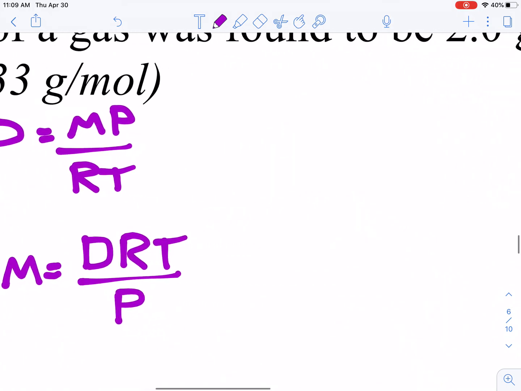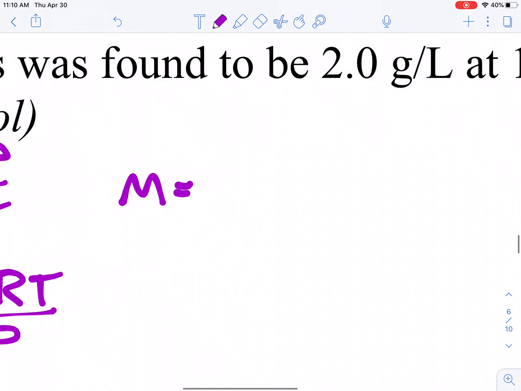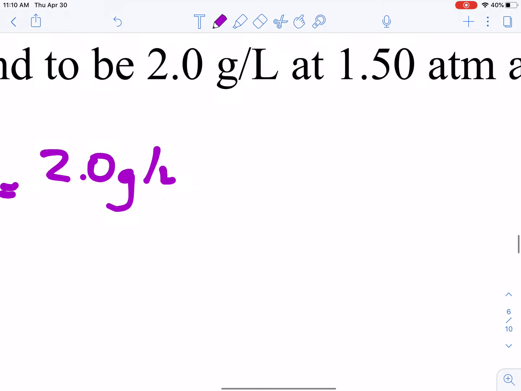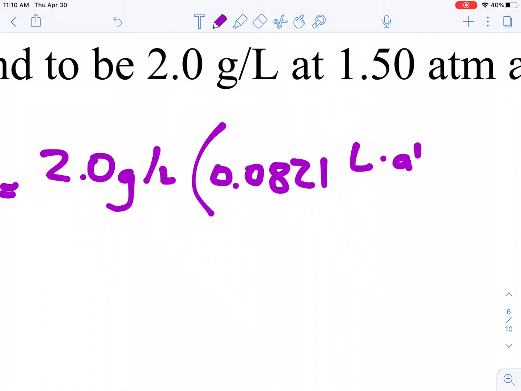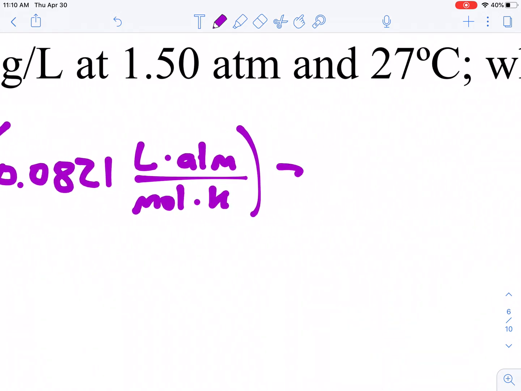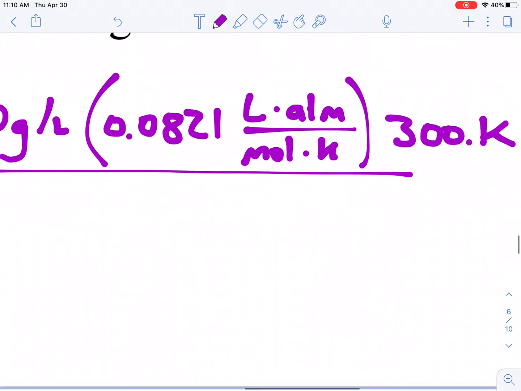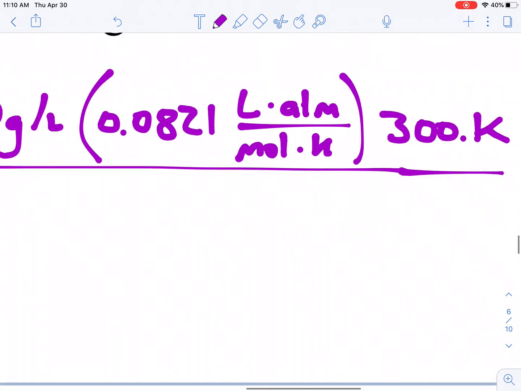And so we can plug everything in, right? We know that our molar mass then is equal to, keep your units, 2.0 grams per liter, that was the given density, times our R value, which is 0.0821, because we want the ATM R value, so liters ATM over moles times Kelvin. And then we're going to multiply that times the temperature, which is 300 Kelvin. And then we'll divide this whole thing by our pressure, which we said was 1.50 ATM.